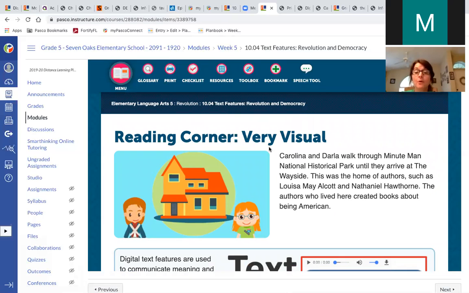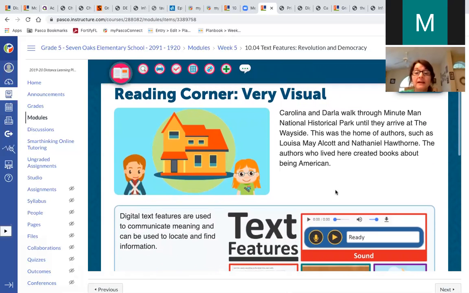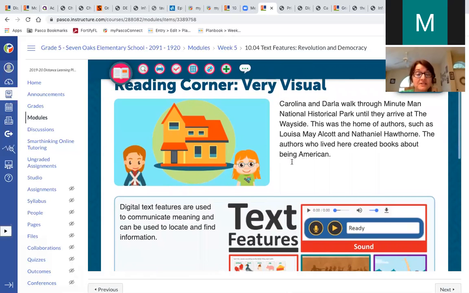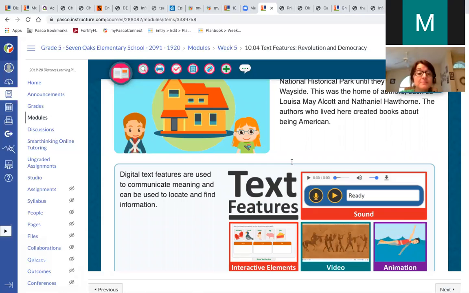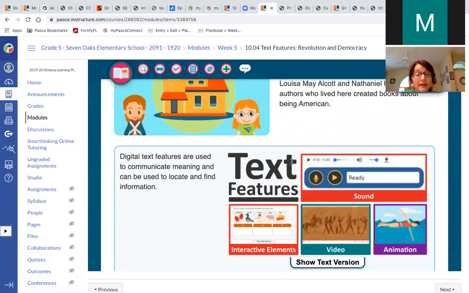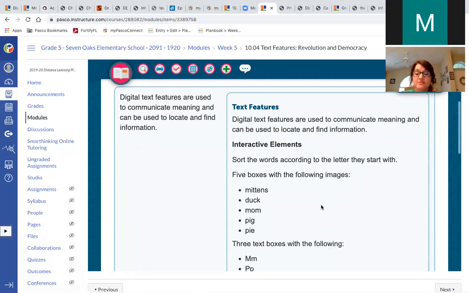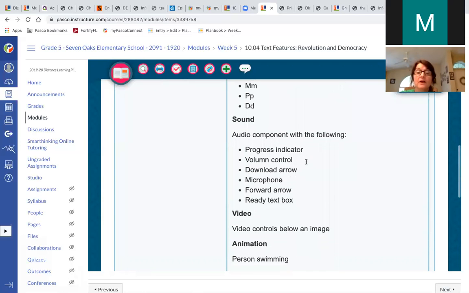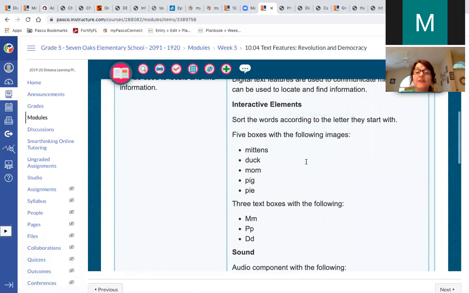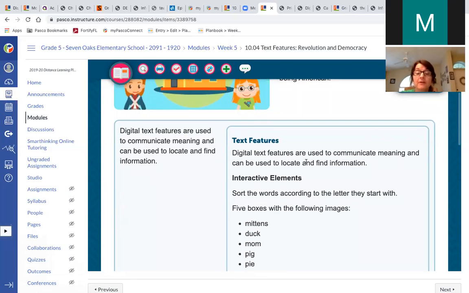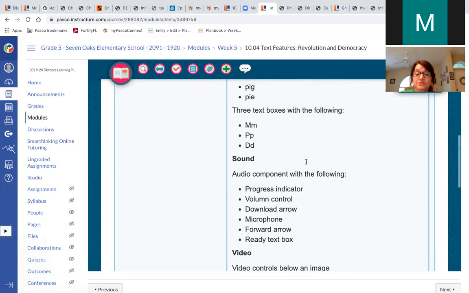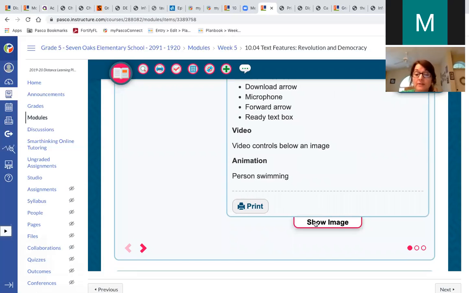All right, reading corner, very visual. All right, so you guys are going to be looking here at this slide, and it's going to start talking to you about some digital text features that are used to be able to locate and find important information. So you want to go ahead and read through this, and then they do have a text version here that shows you some information that you might find as well as part of the text features.